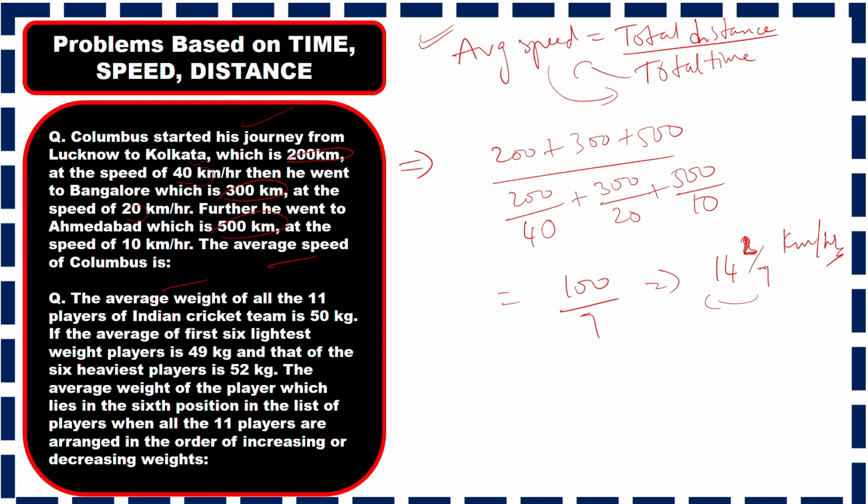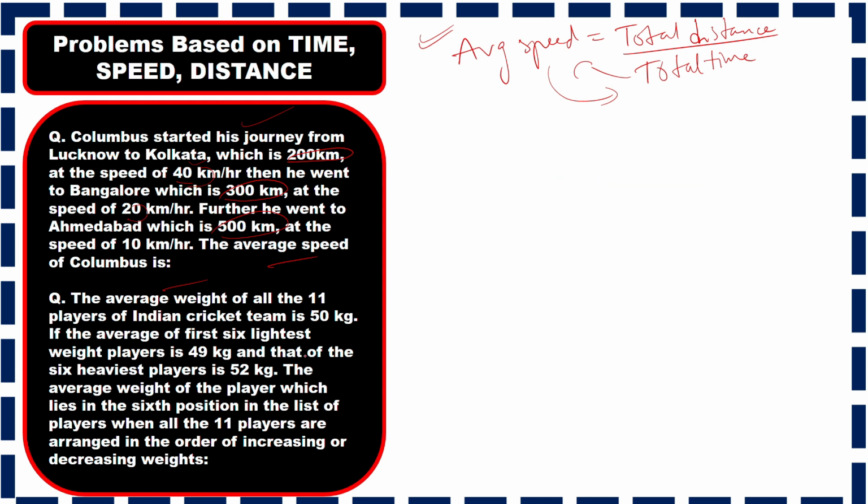The average weight of all the 11 players of the Indian cricket team is 50 kilos. If the average of the first 6 lightest weight players is 49 kilos and that of the 6 heaviest players is 52 kilos, find the average weight of the player which lies in the 6th position in the list of players when all the 11 players are arranged in the order of increasing or decreasing weights. So here what do we have? We have 11 players, right? Let's say the players are A, B, C, D. So these are the 11 players, right?